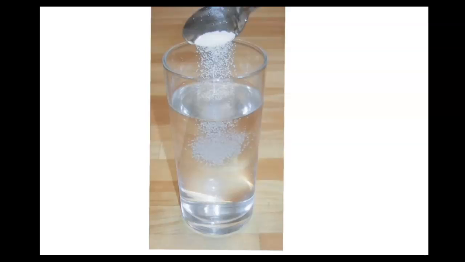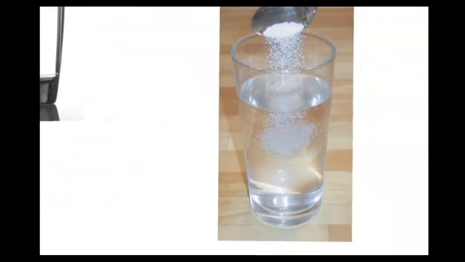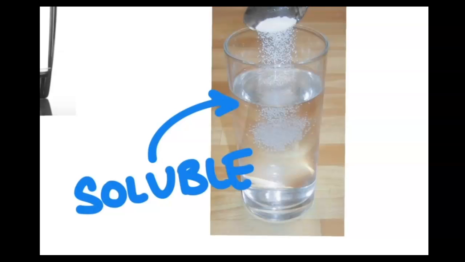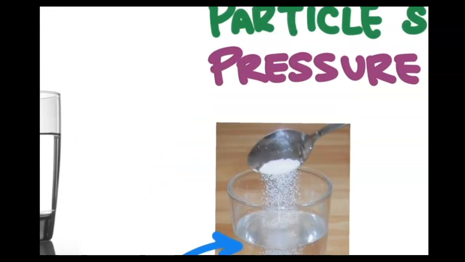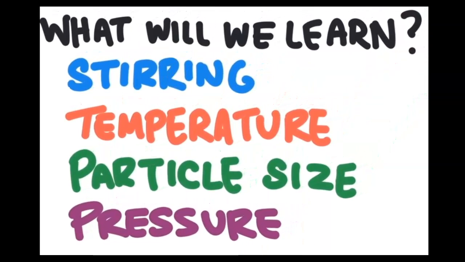The sand did not dissolve, and so it is insoluble. And the salt, on the other hand, did dissolve, and so it is soluble. In this video, we're going to learn about what affects the solubility of things that dissolve in water. Why do some things dissolve better, and how can we make something dissolve better? So we're going to look at 4 factors. We'll look at stirring, temperature, particle size, and pressure.